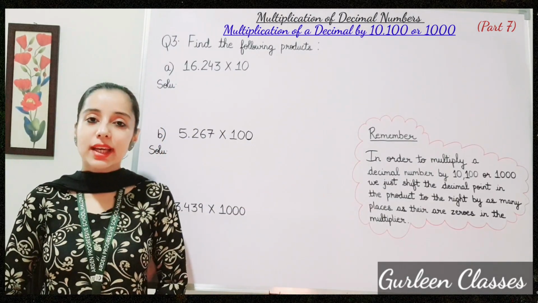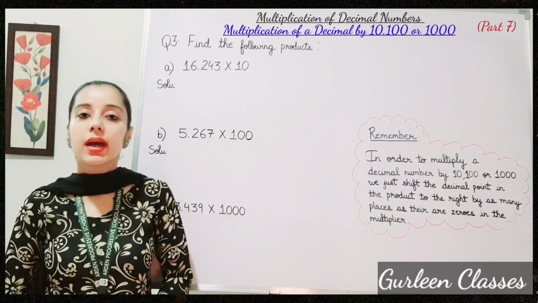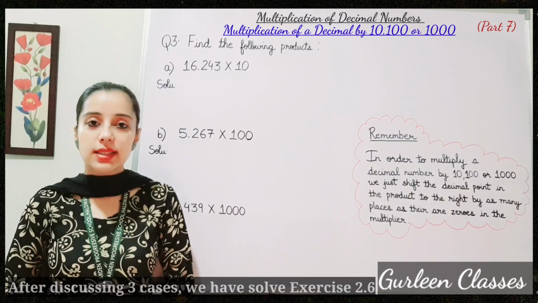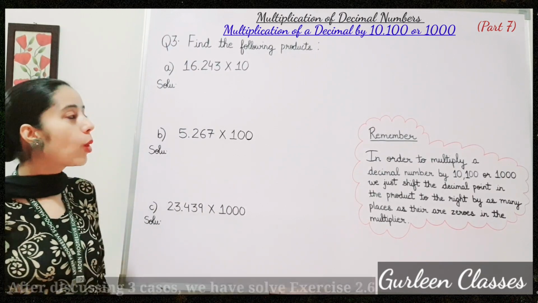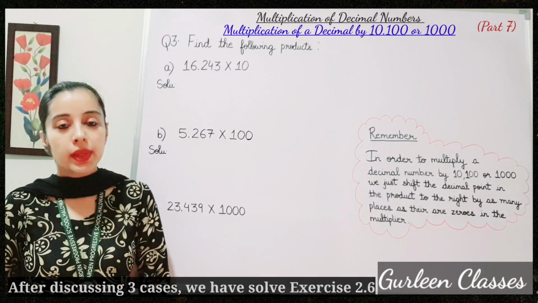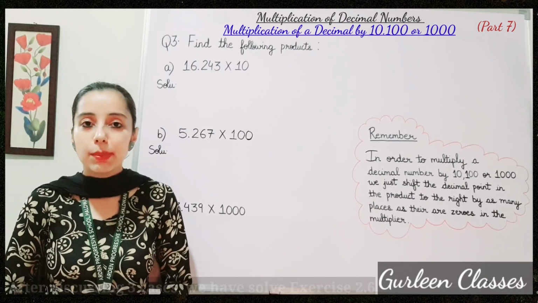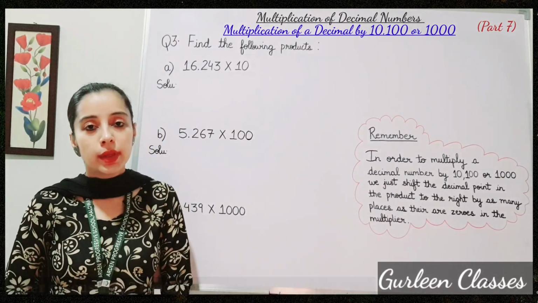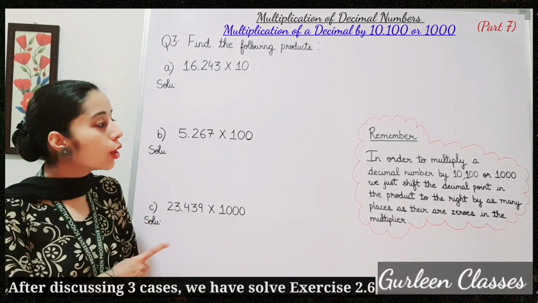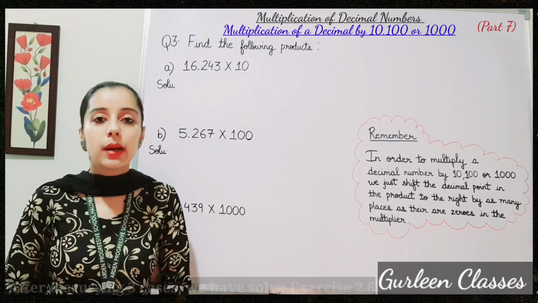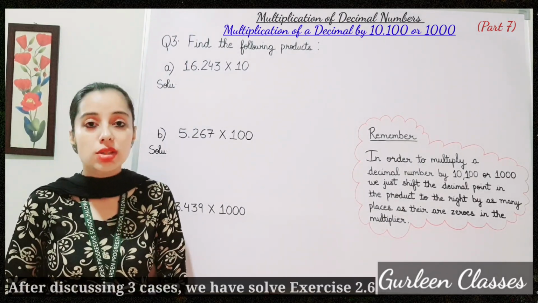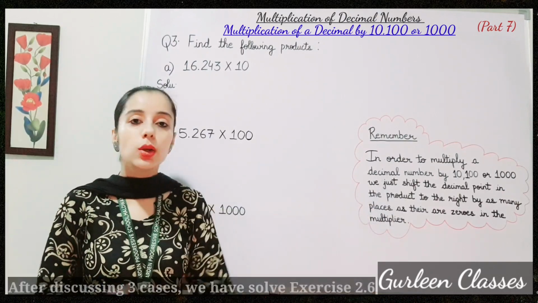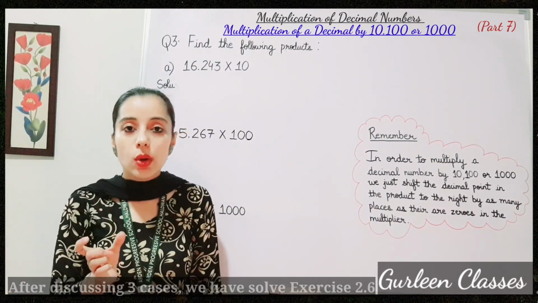Case 3, multiplication of a decimal by 10, 100 or 1000. Question number 3, find the following products. A: 16.243 into 10. So students, here we have to multiply a decimal number by 10, 100 or 1000. You have to remember, in order to multiply a decimal number by 10, 100 or 1000, we just shift the decimal point in the product to the right. How many zeros are there?